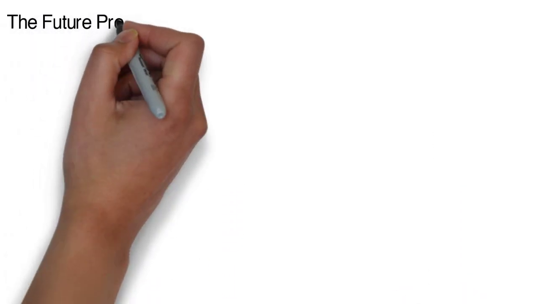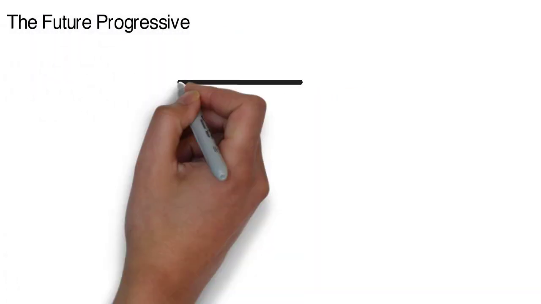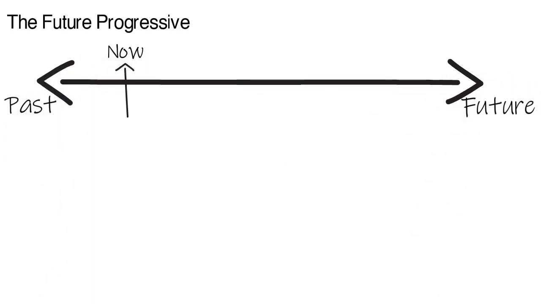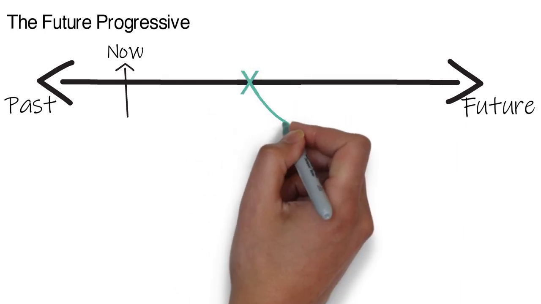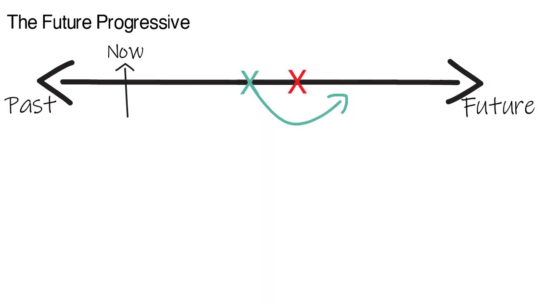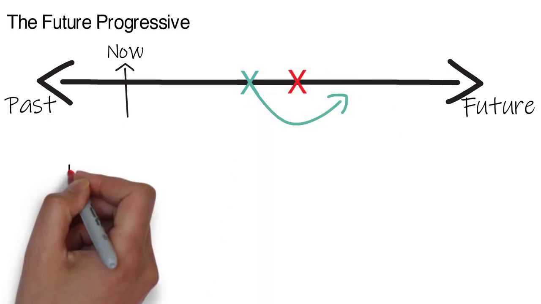Okay, moving along to the sixth tense, future progressive. Similar to past progressive, this tells a story but in the future. And we use it to tell people what will be happening in the future, usually so we can make plans.